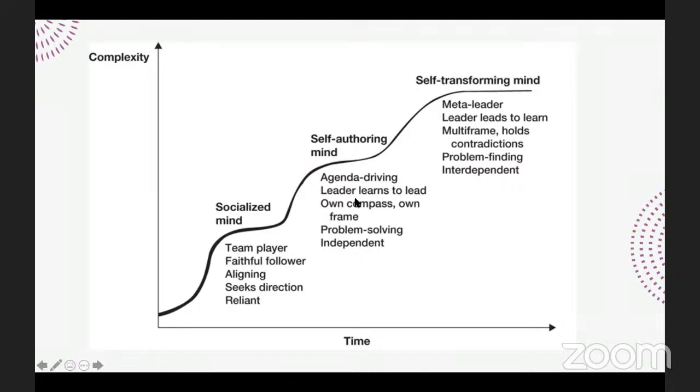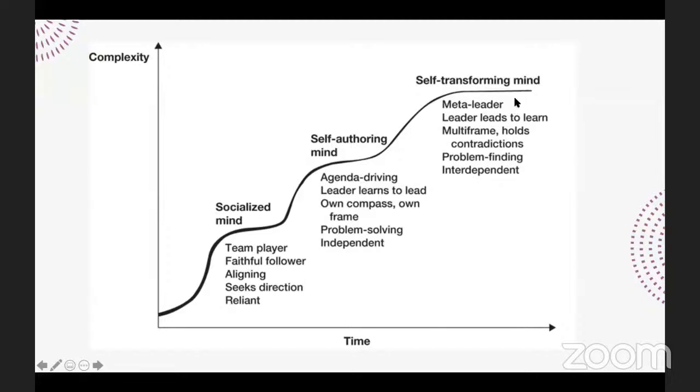The more complex thinking, as time passes, the more complex our thinking becomes, we start to become self-authoring minds. And that is characterized by people who are agenda-driven, who are problem solving, who tend to be independent, but also can be collaborative. And then there's a greater emphasis on leaders learning to lead, having one's own compass and frame. Fewer and fewer actually do make it to this stage of self-authoring. It takes a lot of pressure. It takes a lot of experience to transcend from a socialized mind to a self-authoring mind, and an even greater degree of experience and effort and thinking to get to a self-transforming mind.